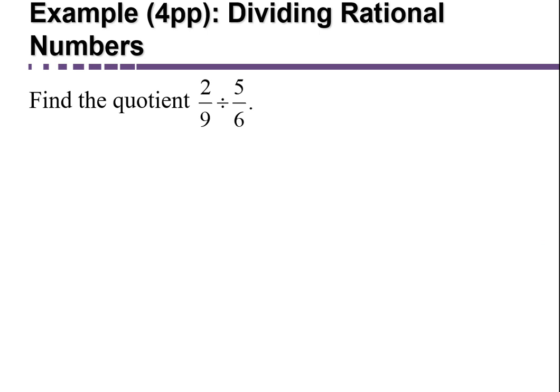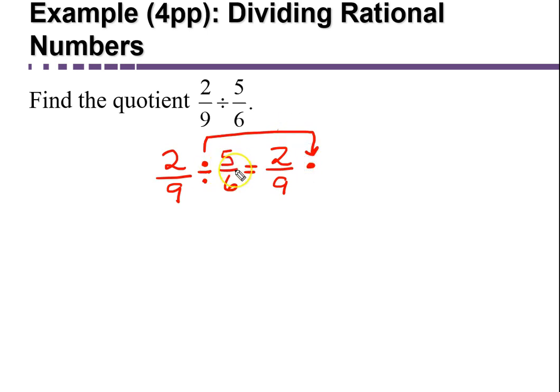So, again, this is example 4, PP, and will look like this. 2/9 divided by 5/6. Now the first thing we have to do is change it to multiplication. First term stays the same, 2/9. We change the division to multiplication, take the reciprocal of this or flip it over. Now we're going to cross cancel wherever we can. I'm going to take that arrow out of there so it doesn't confuse us.